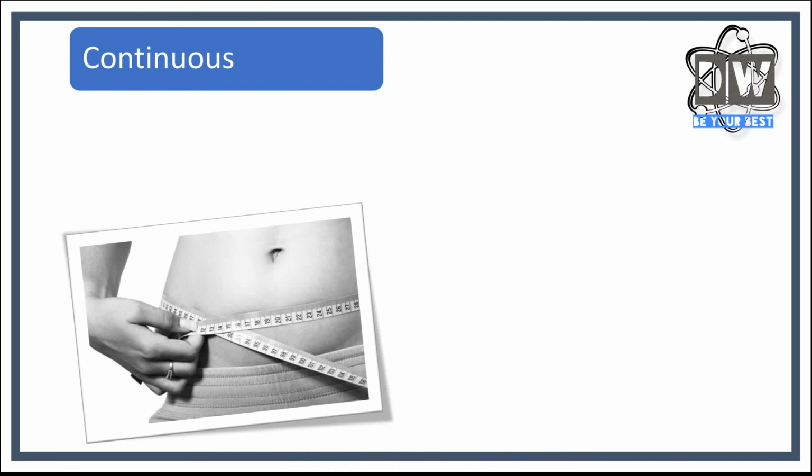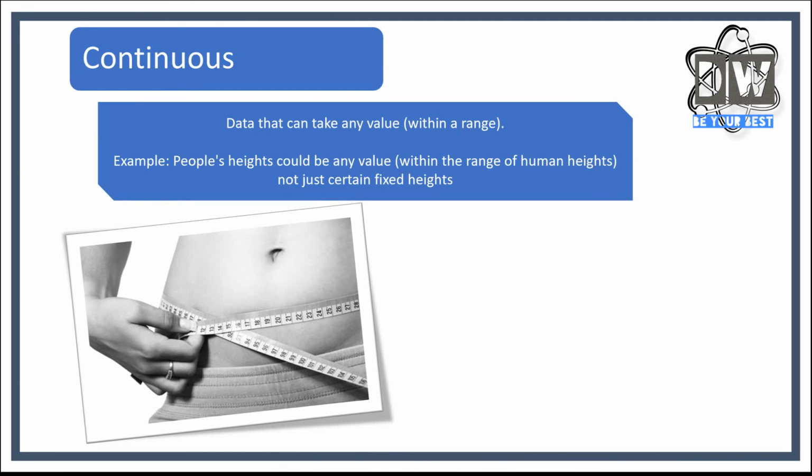Continuous data is a little bit different. We have a range. Data can take any value within a range. People's heights, people's weights, could be any value within a range of human heights, not just certain fixed heights. Arguably, this is where the water gets a little bit muddied. A survey could go out and say, are you between these types of heights? But if you were to measure someone, then that would be continuous. So if we count, normally it's discrete, and if we measure, it's continuous.